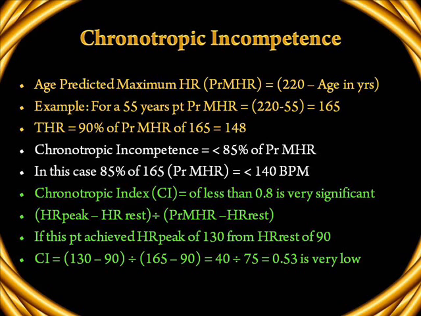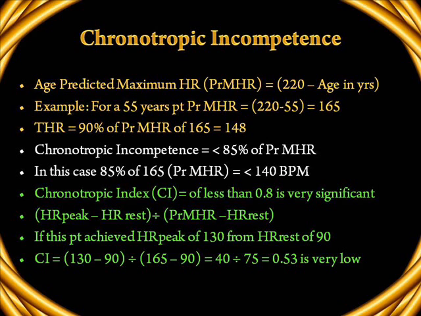So, you divide that 40 with 75, you end up with an answer of 0.53, which is very low. This must be at least 0.8 to say that the chronotropic index is normal. If the chronotropic index is less than 0.8, in this particular example it is less than 0.8, very clearly 0.53, so there is a chronotropic deficiency or chronotropic incompetence.